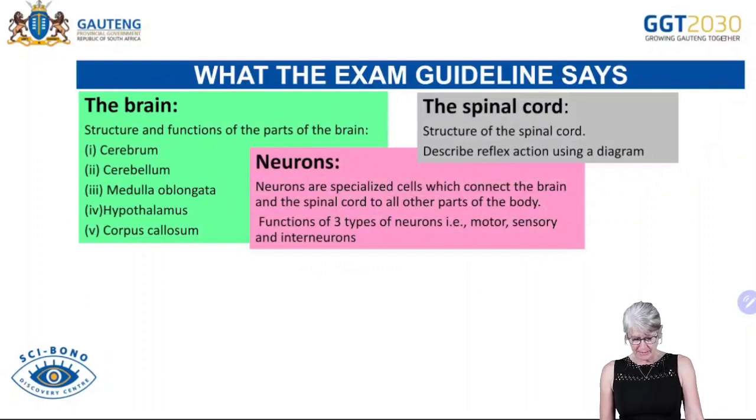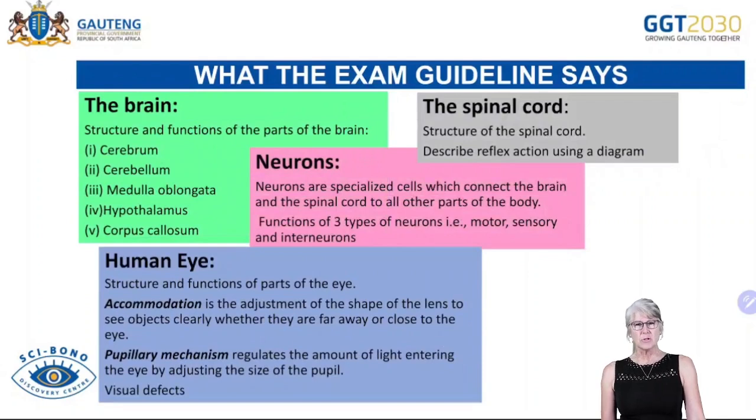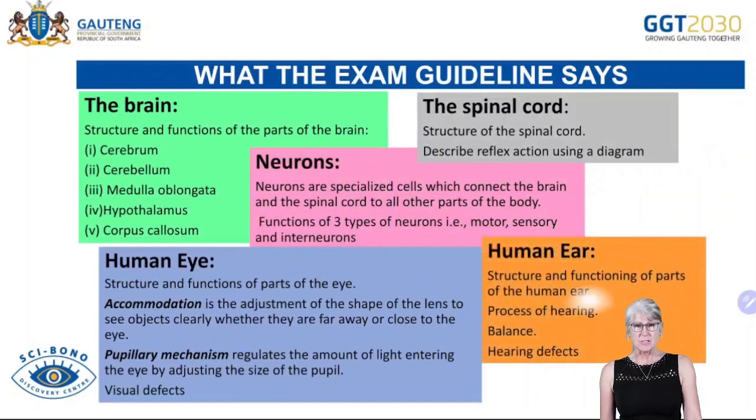We're going to have a look at that, and then we're also going to have a look at the human eye. What's important there is the basic structure and the function of the different parts, as well as we're going to look at 2 of important functions in the eye, and that is accommodation and pupillary reflex. And then we're also going to have a look at the next part, which is the ear, the human ear. We're going to have a look at the structure again and the functioning of the different parts, the process of hearing, balance, and then some hearing defects.